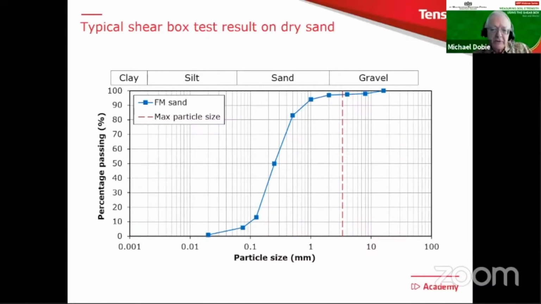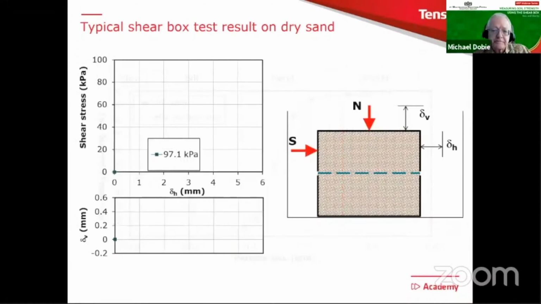And I've also put there a red dotted line, which indicates the maximum particle size that will be tested on this particular occasion. So in this case, it's a very nice result because almost all of the material will be used for the shear box test. And then I have this little animation of how the test works.